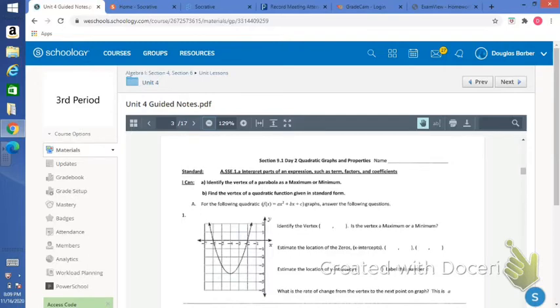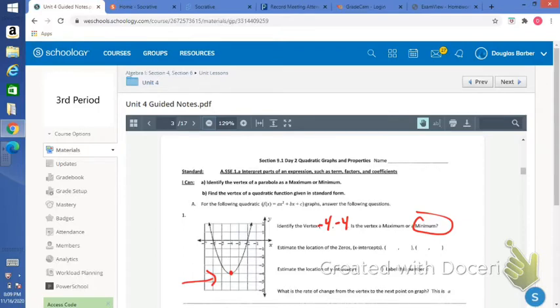Alright, for number 1 we want to identify the vertex. So we're going to come down here, put a point there, and then what's the ordered pair of that point? That ordered pair is going to be -4, -4. And then is this vertex a maximum or a minimum? It is going to be a minimum. There is no point on the graph less than that. So the vertex is the minimum point.